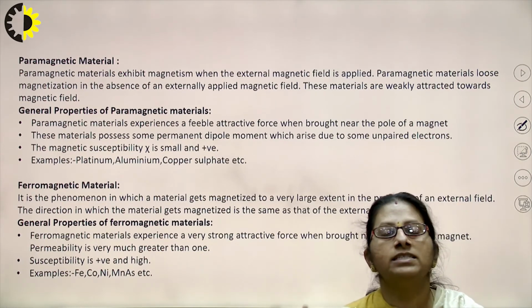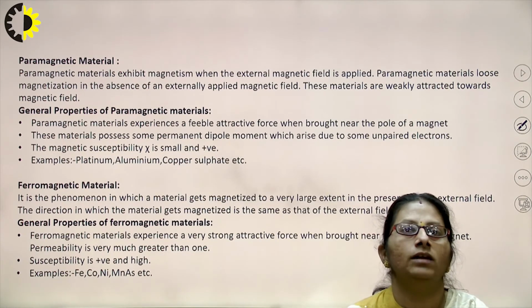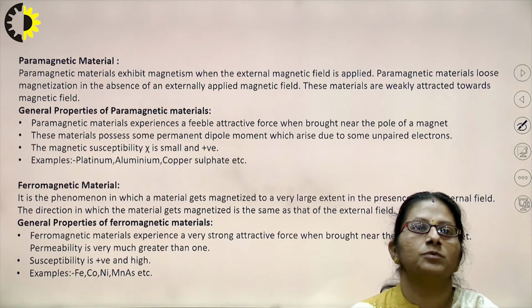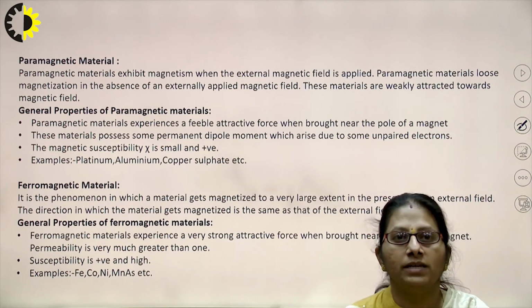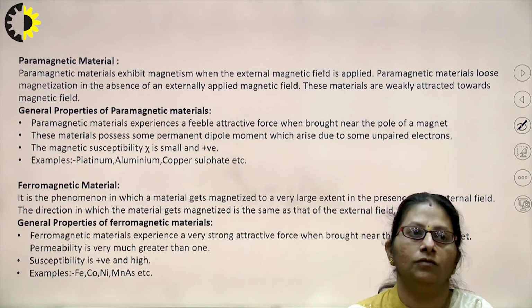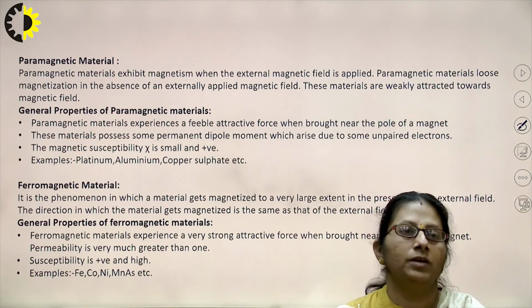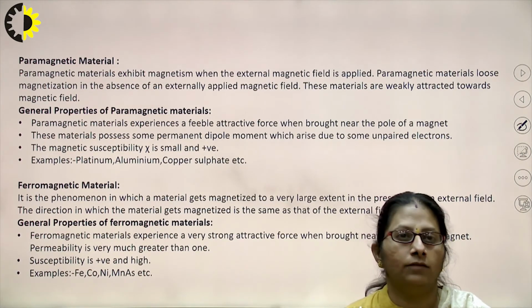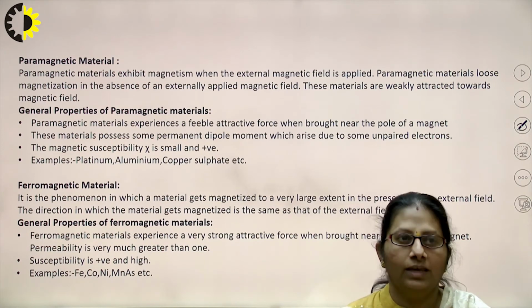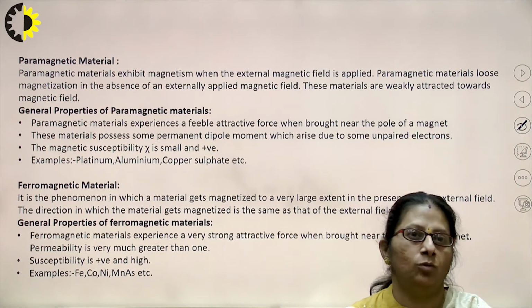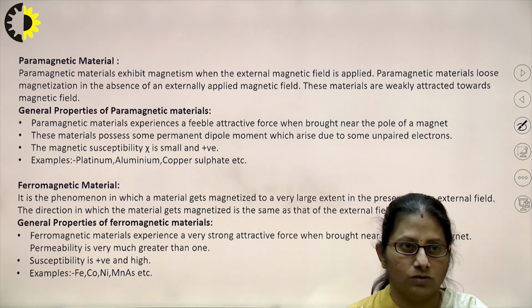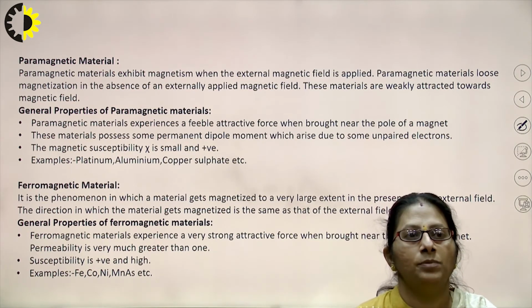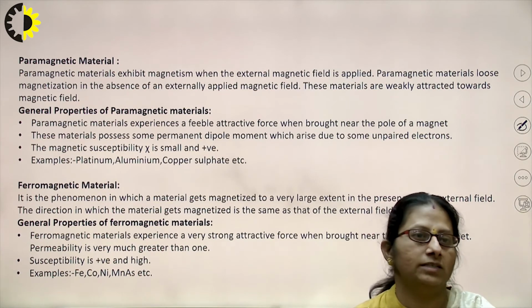Another one is the paramagnetic material. These materials exhibit magnetism when the external magnetic field is applied. A paramagnetic material loses its magnetization in the absence of an externally applied magnetic field. These materials are very weakly attracted towards the magnetic field. To generalize, these materials experience a feeble attractive force when brought near the pole of a magnet. They also possess some permanent dipole moment which arises due to unpaired electrons. The magnetic susceptibility is very small and also positive. Examples are platinum, aluminium, copper sulfate, etc.